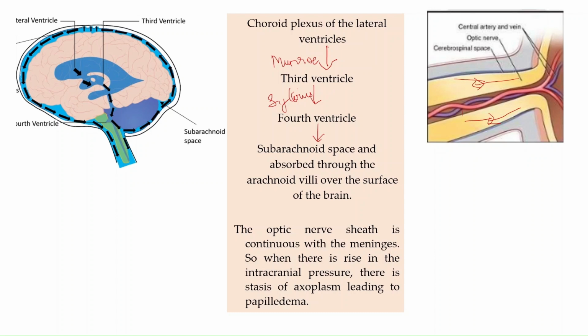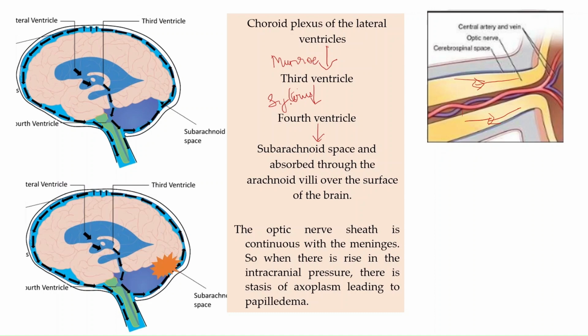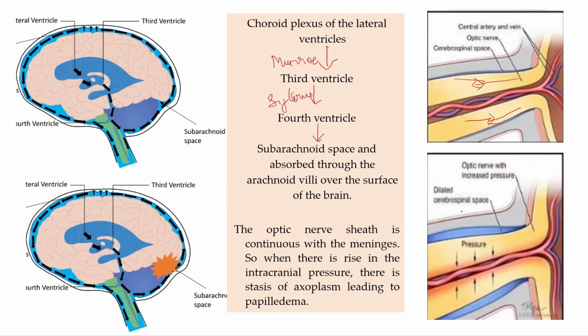So what happens when there is raised intracranial tension? There is a tumor sitting here and it is causing raised intracranial tension and obstructing the fluid, that is the CSF. So the normal absorption is not happening and the ventricle starts to swell. As the ventricles and the subarachnoid space are continuous with the optic nerve sheath, there is swelling of the optic nerve sheath which puts pressure on the veins. The first thing that happens is the axoplasmic flow is affected. That is what causes papilledema, axoplasmic stasis. Earlier there were many theories for papilledema, but the actual reason for papilledema is stasis of the axoplasm.